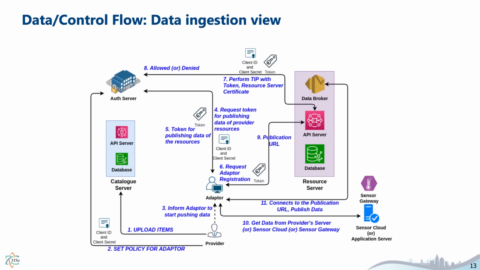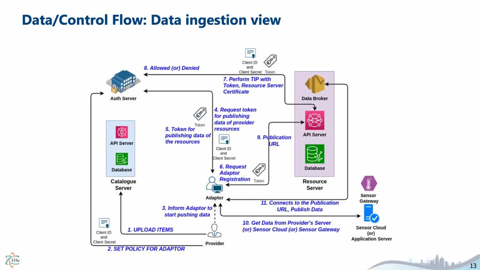in step 4 requests the token for publishing data for the provider's resources, and for which it provides its client ID and client secret. Since again the policy has been set for the adapter, a token is provided by the auth server to the adapter, which it uses in step 6 to request adapter registration with the resource server.